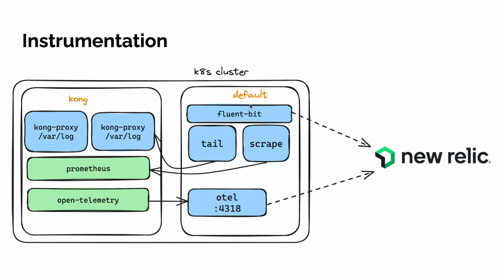And on the default namespace of Kubernetes, I am running Fluent Bit and also the OpenTelemetry collector. Fluent Bit will take care of aggregating the logs and even the Prometheus metrics from the Kong data plane. And OpenTelemetry will be taking care of capturing all the traces and then forwarding them to our centralized logging system. Here I have used Fluent Bit, with tail as the input processor, and scrape for the Prometheus processor.